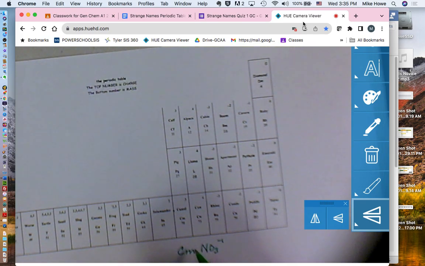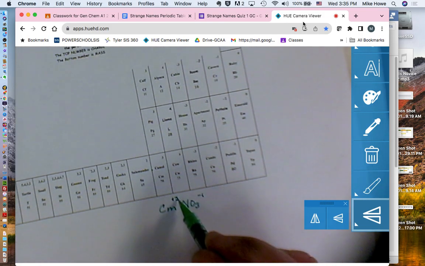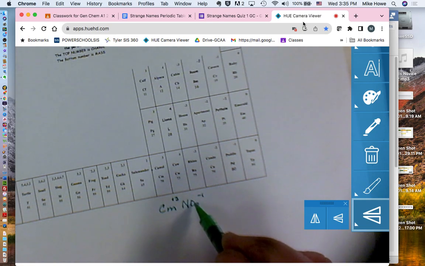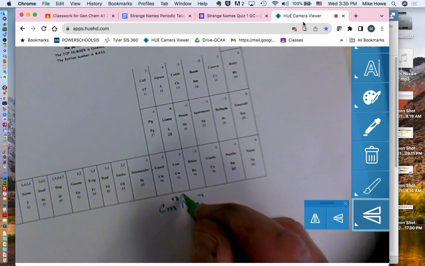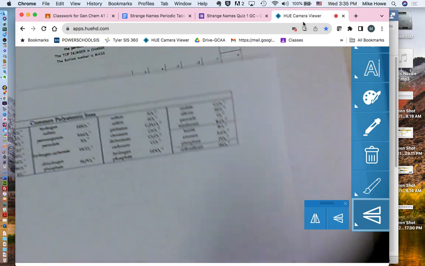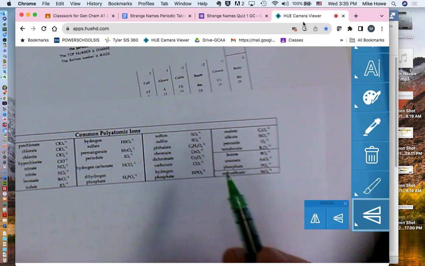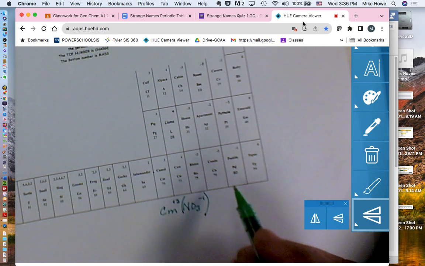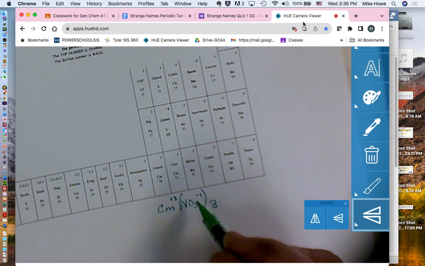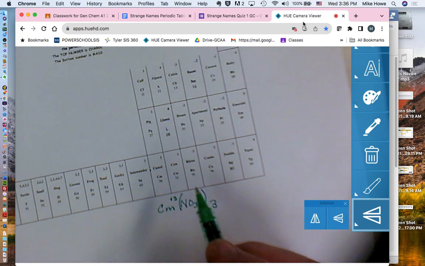Camel was here with a +3 charge. So the two charges have to be the same, and 3 is not equal to 1, so I'm going to have 3 of these NO3 groups to match that +3. You put parentheses around it because it's a polyatomic ion, so anytime there's more than one of the things over here, you put parentheses around it and then put how many you need outside the parentheses. So 3 ones matches that +3. 3 negatives matches 3 positives. So that would be your formula.